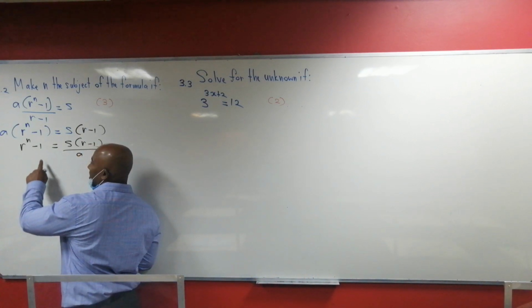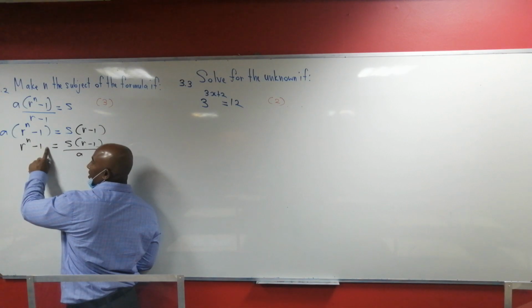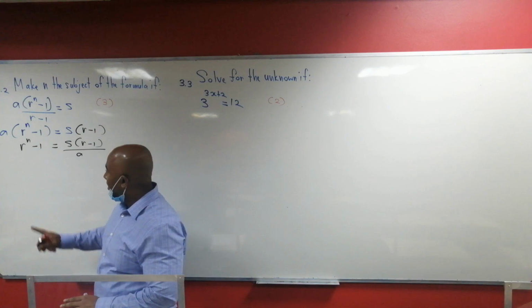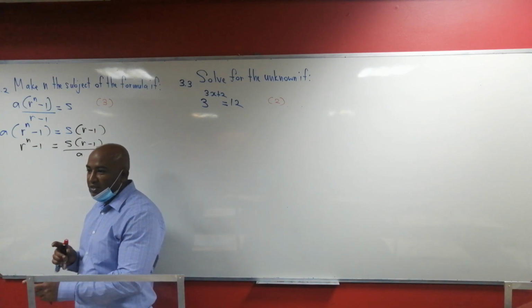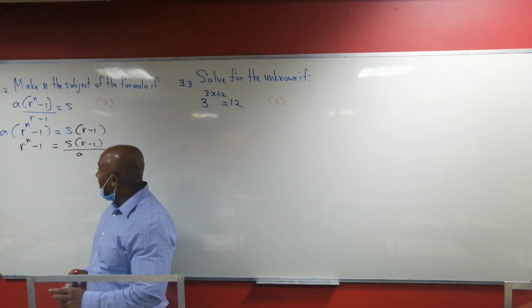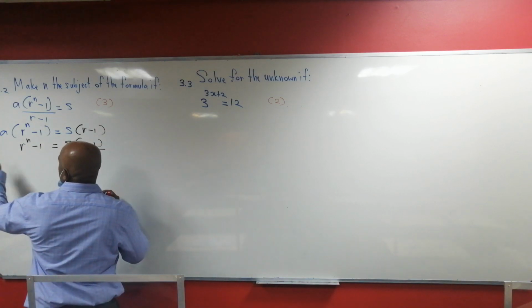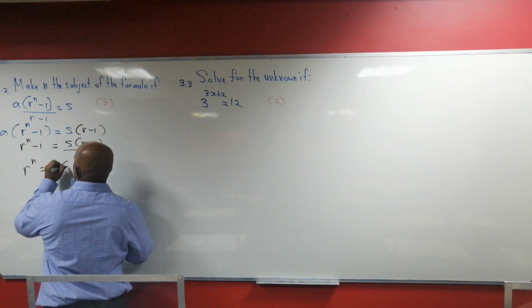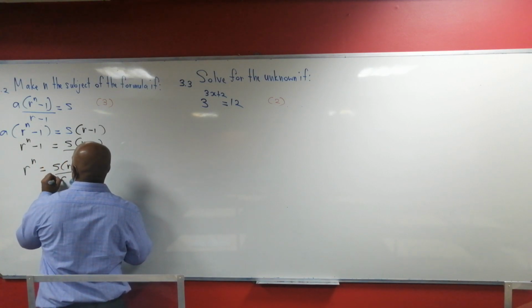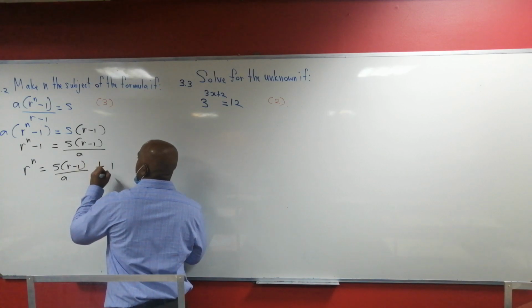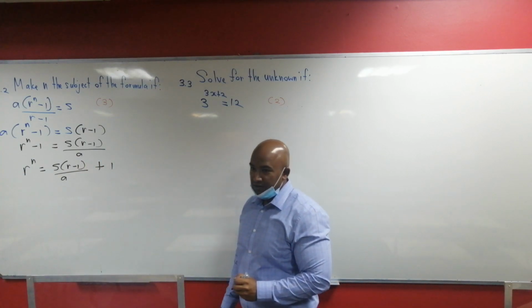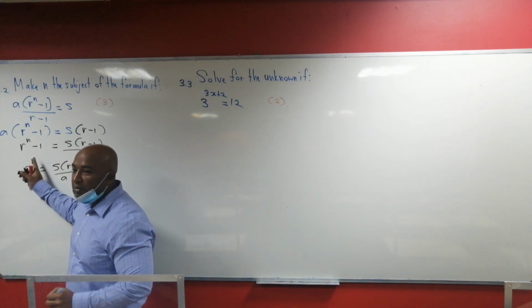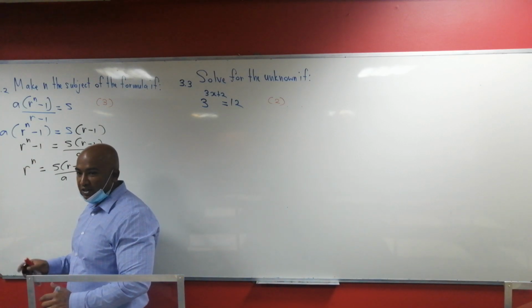Now the last thing to do here is this negative 1. Now I have my r to the power n and 1 separated by a negative sign, so there are two terms on the left hand side. All I will do is add 1 on both sides. R to the power n will equal s times r minus 1 over a, and then you've got your plus 1. Right, so the whole idea was to get r to the power n alone on one side.